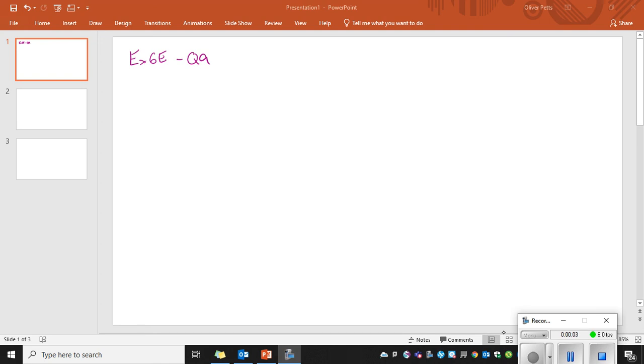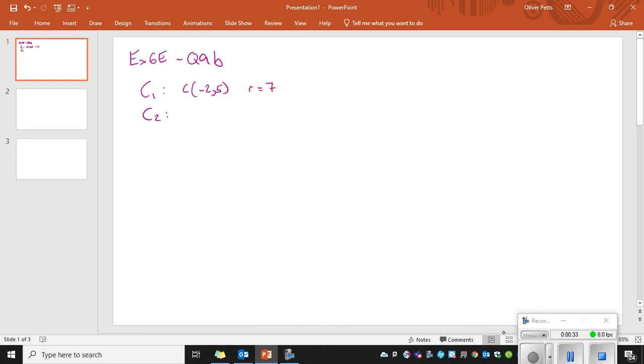Okay, working through question 9b on exercise 6e. Now, the nice thing about question 9b is you don't actually need to use the information from part A to work through it. Let's just write down the information that we have. So we've got circle C1 has got a centre at -2,5 and a radius of 7.